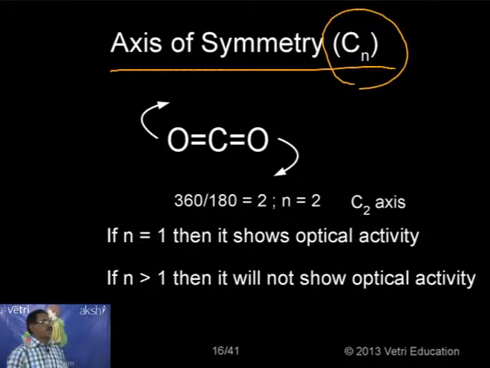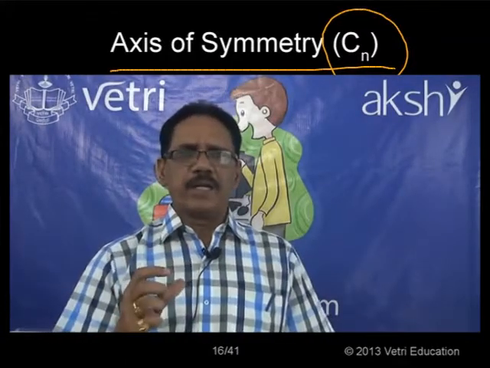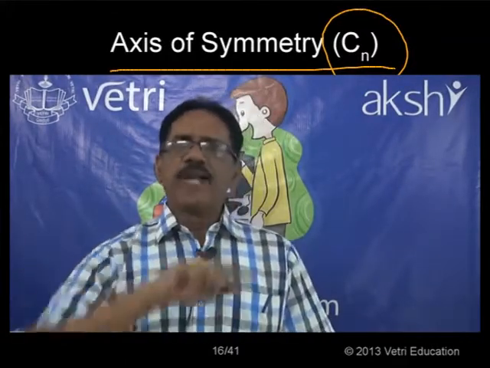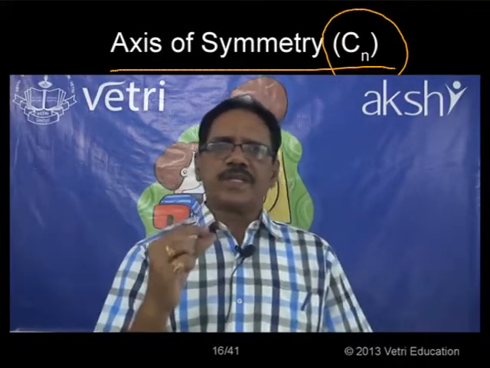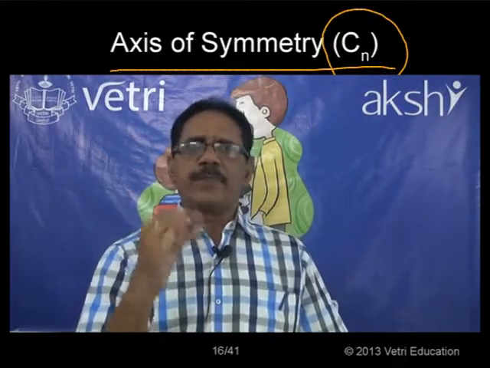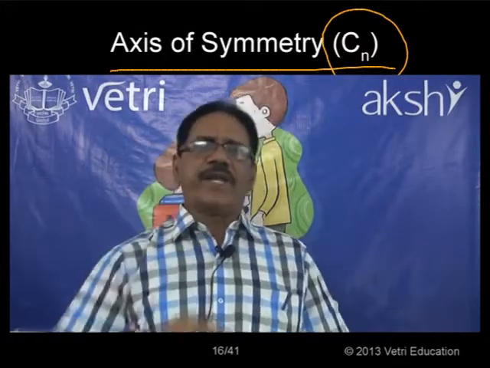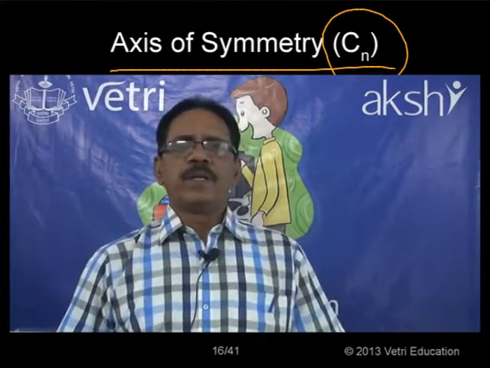This axis of symmetry will be indicated by Cn. What is that? Very simple. You take any molecule and rotate 360 degrees. It's very simple to understand this axis of symmetry. Take any molecule, rotate it 360 degrees. When we are rotating 360 degrees, just see, before reaching 360 degrees, how many times the molecule is appearing the same, giving the same configuration as the original.